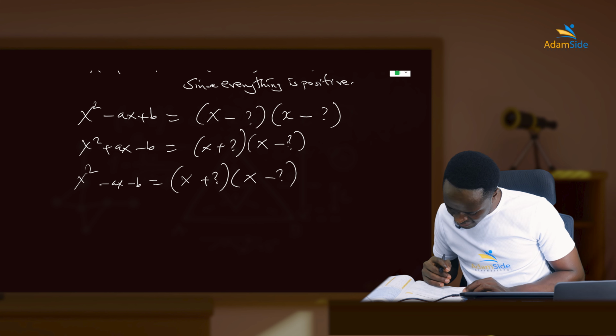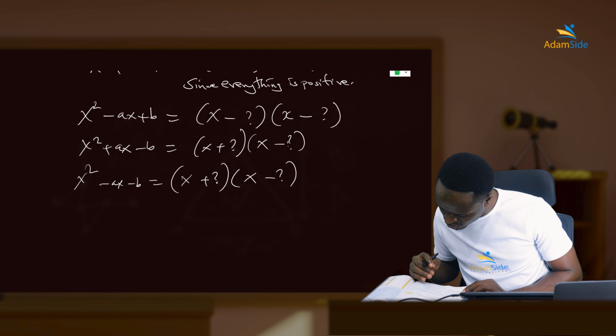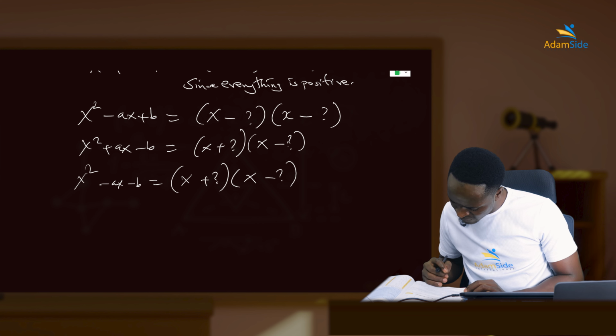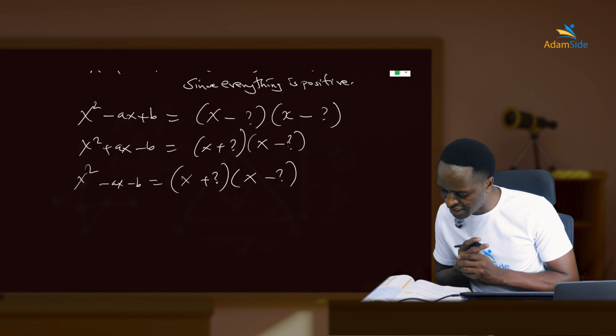Then next, look at the last number b in the expression. When multiplied together, the two numbers in the brackets must give b. Finally, look at the coefficient of x, which is a. The sum of the two numbers in the brackets will give a.